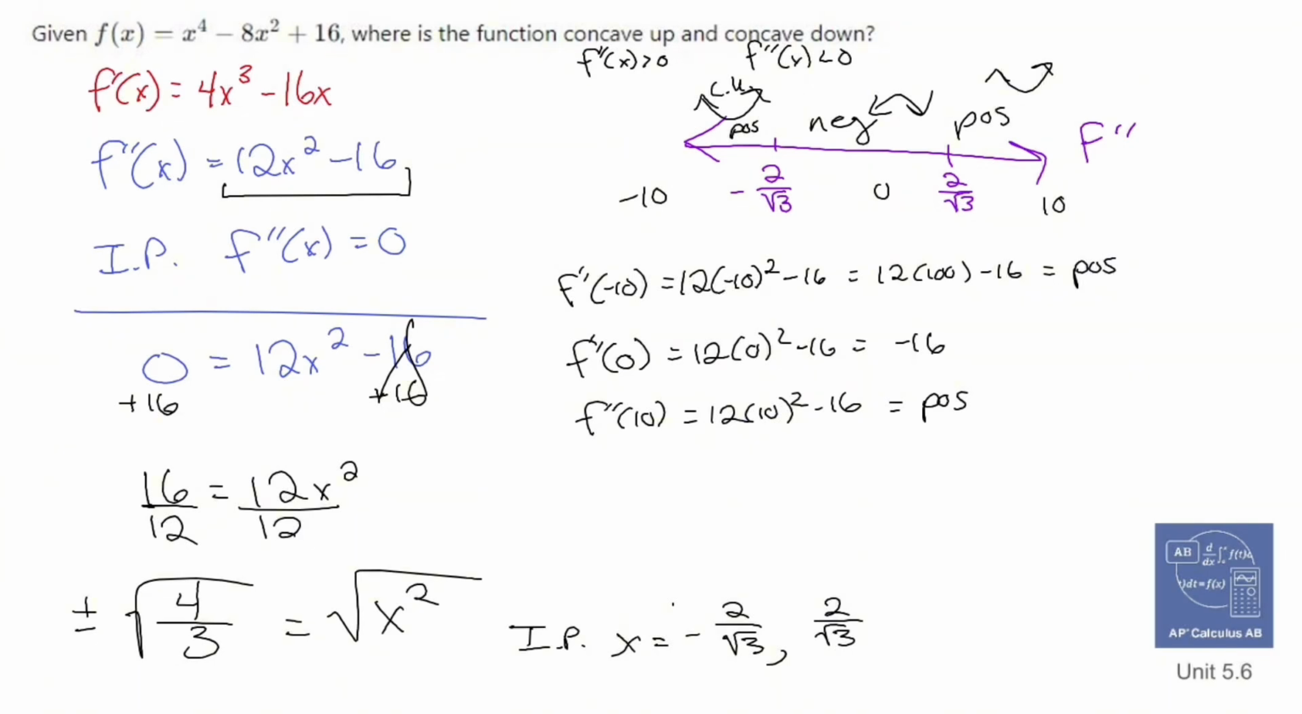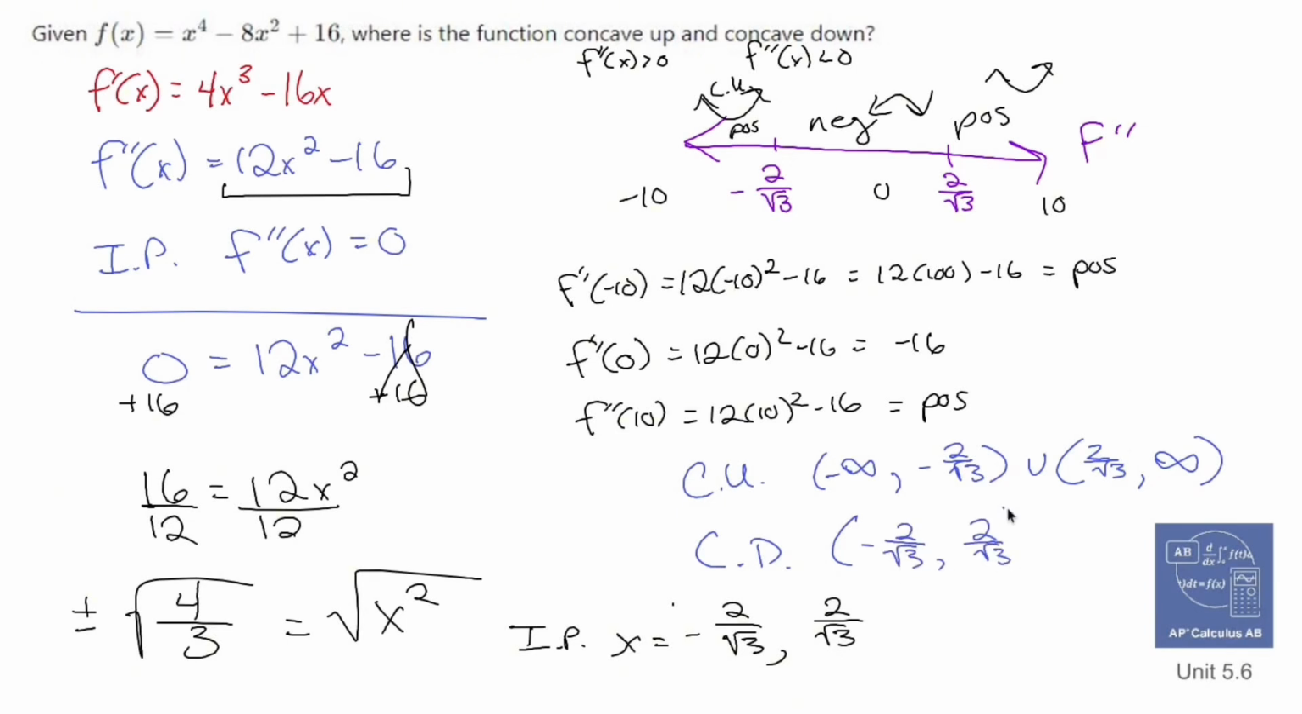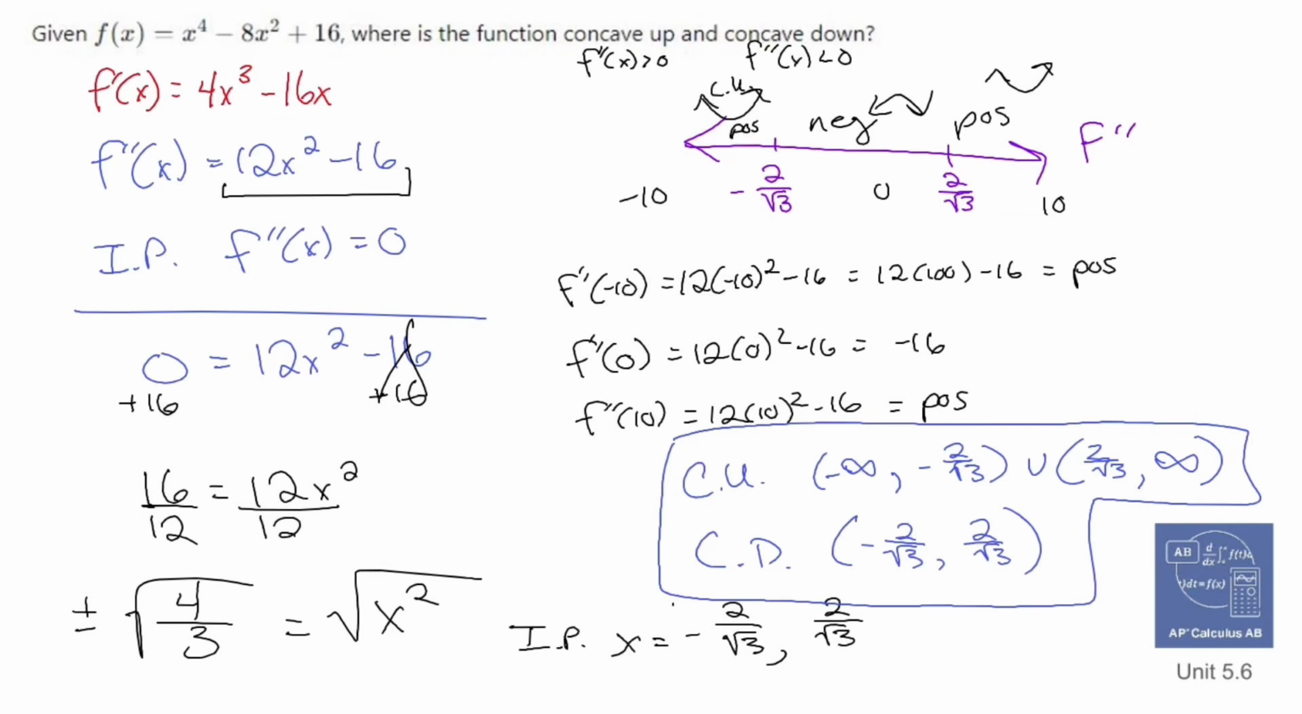So we could say that this function is concave up on two intervals: from negative infinity to negative 2 over root 3, union positive 2 over root 3 to infinity. It's going to be concave down in between those two gross numbers, so negative 2 over root 3 to positive 2 over root 3. And when we close that off, we get ourselves an answer, and that is how it's done. Gross.